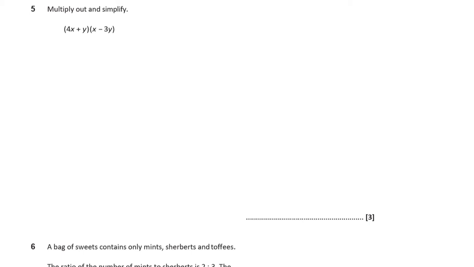Question 5, multiply out and simplify this quadratic. I've got 4x plus y multiplied by x minus 3y. Now, just have to remember to multiply everything with everything, or use two eyebrows, a nose and a mouth. So 4x times x, that's going to give me 4x squared. 4x times minus 3y, that's going to give me minus 12xy. Y times x is just positive xy, just flipped it around so it's alphabetical. And then finally, positive y times minus 3y is going to be negative 3y squared.